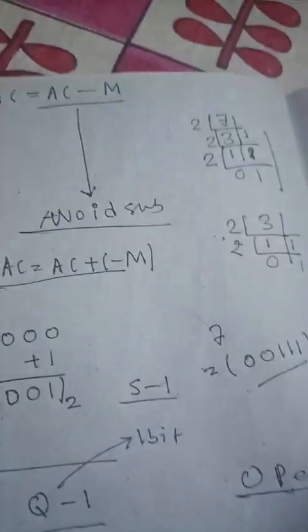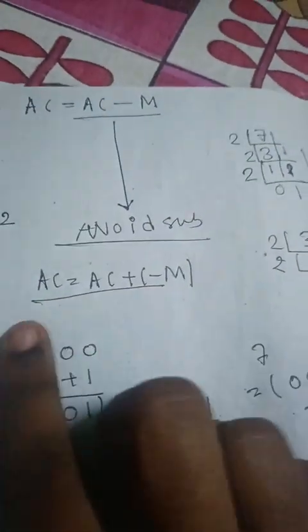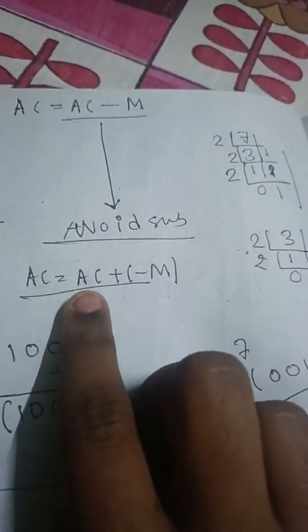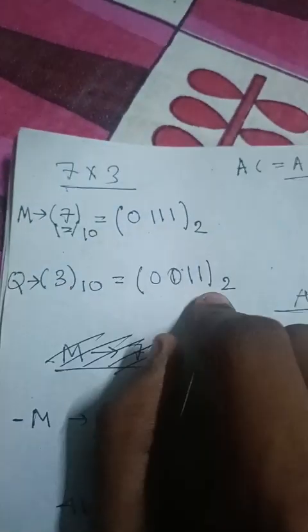So what we can do, we can write AC equals AC plus minus M. If plus is multiplied by minus, then we will get minus, so it's the same. So to avoid subtraction, we can do AC minus AC plus minus M. So what is M here, what is Q here? The first digit is M, so M is 7, and the other one is Q, so that is 3.